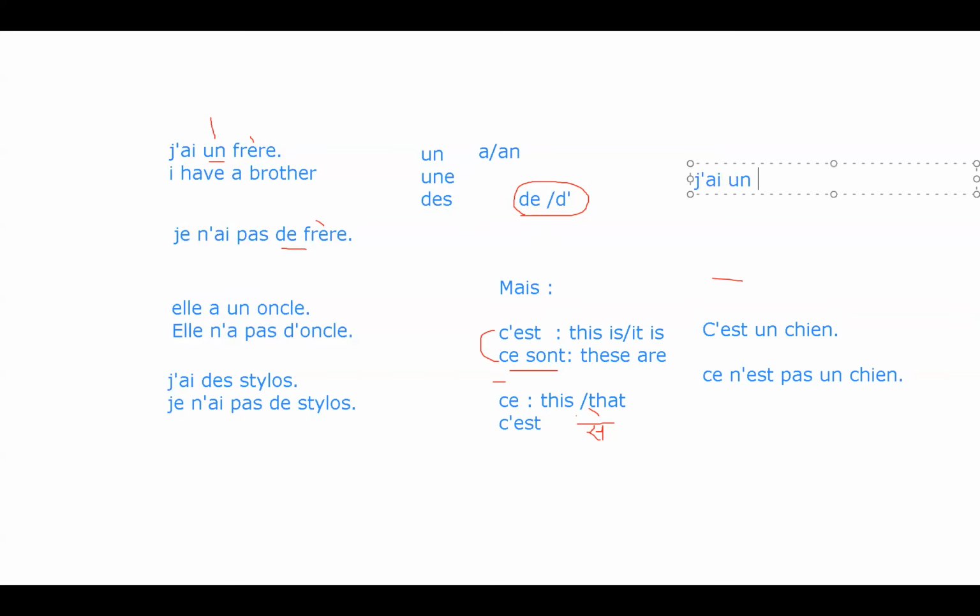So j'ai un chien. I have a dog. Here you're talking about the possession, that is, the number you have. I have a dog. Now negation becomes je n'ai pas de chien. I don't have any dog. Okay, je n'ai pas de chien.